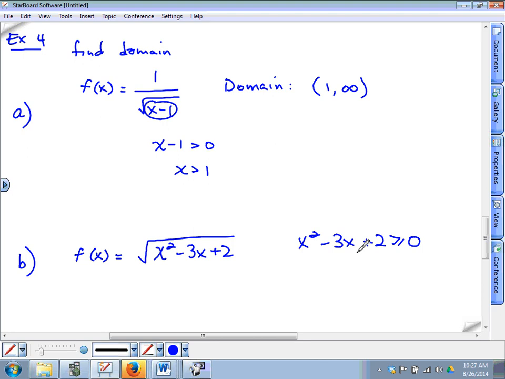Either by factoring, which for quadratic inequalities is usually going to be the case. If it doesn't factor, you use the quadratic formula. But anyway, I believe this does factor. It does. x minus 2, x minus 1, right?